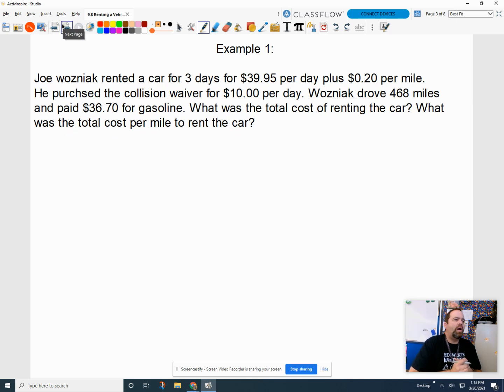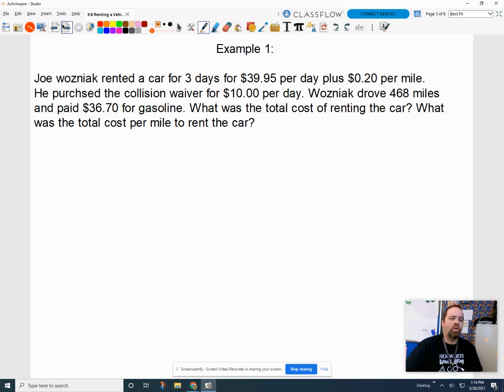Okay, so my guy Joe Wozniak rented a car for 3 days for $39.95 per day, plus 20 cents per mile. He purchased the collision insurance for $10 a day. He drove 468 miles and paid $36.70 for gasoline. What did this car cost him to rent?